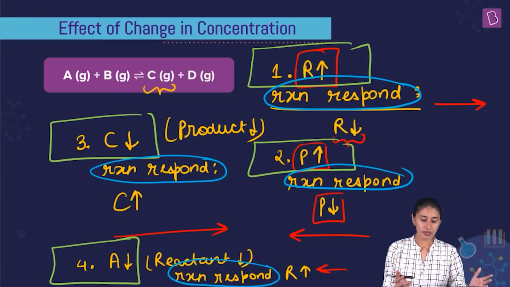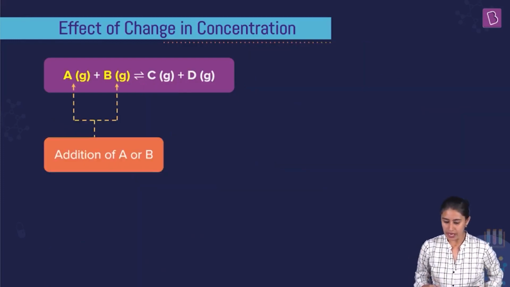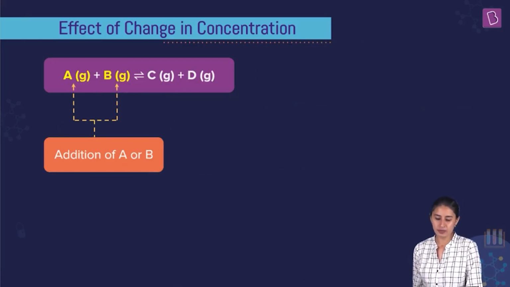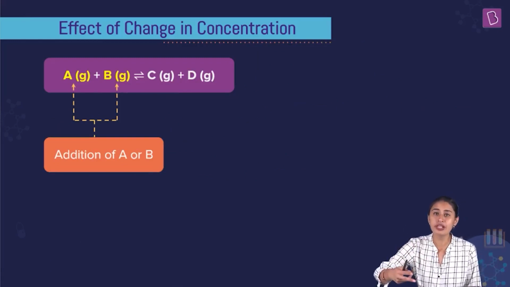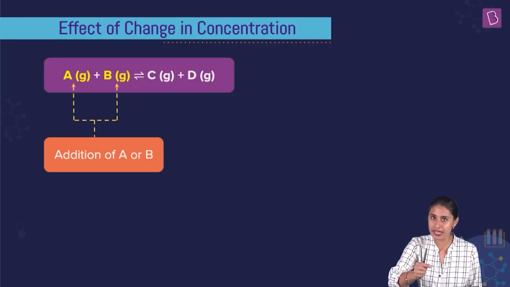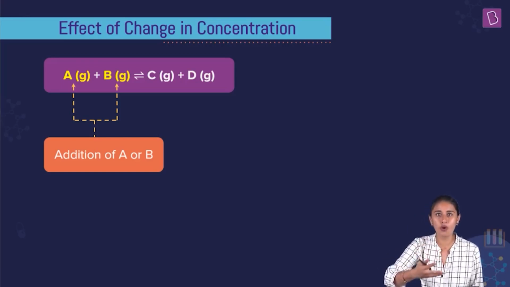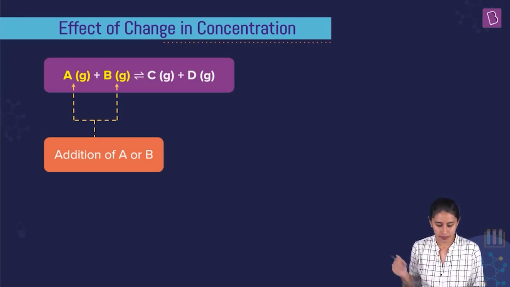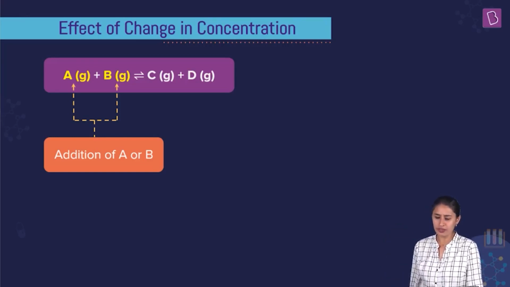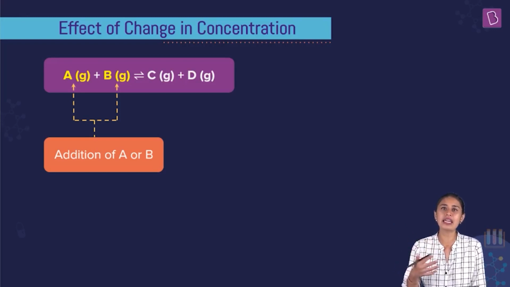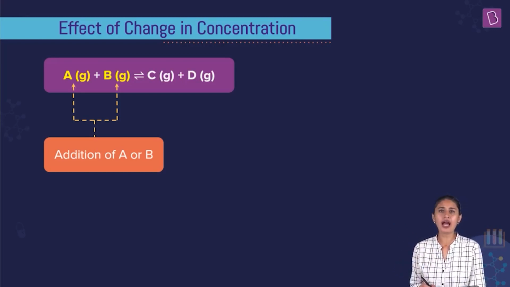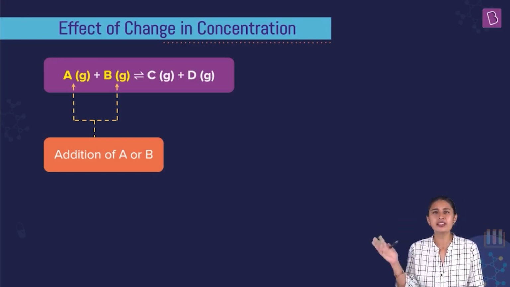Okay? Let's understand these four cases one by one. Have a look. Let's say we have this reaction A plus B in equilibrium with C and D. I am recapitulating whatever I've said. So if you've missed anything, now is the chance to re-understand it, rewrite it, reinstall it, and connect the dots. Have a look. Addition of A or B, what we're doing is we are adding A or B. So what's going to happen at the level of understanding is K doesn't change.